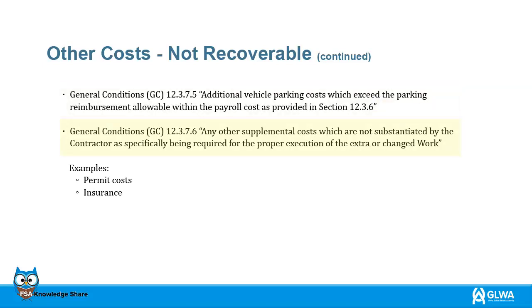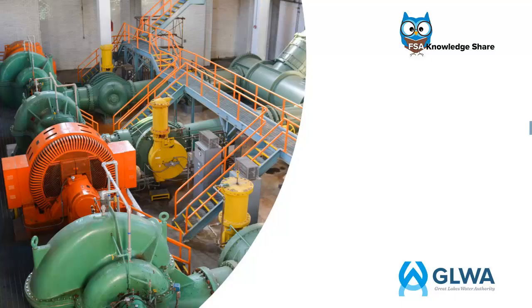General Conditions 12.3.7.6 Any other supplemental costs which are not substantiated by the contractor, as specifically being required for the proper execution of the extra or changed work. Some examples are permit costs and insurance. While reviewing the cost proposal, the project manager shall ensure that the markup percentage is not greater than allowed in our contract.